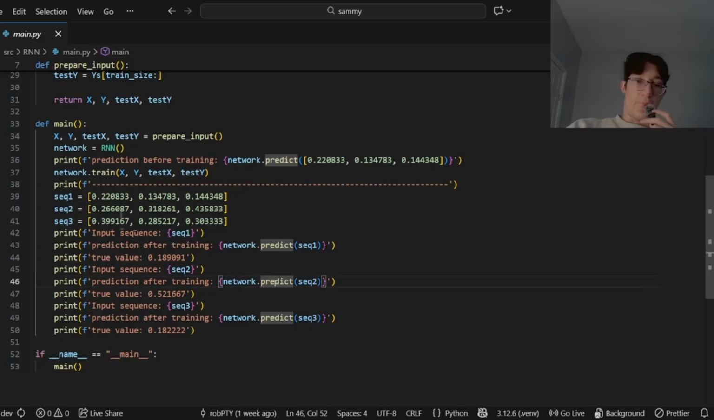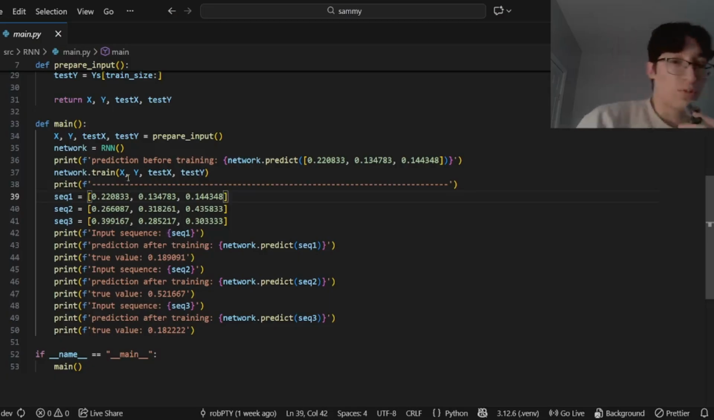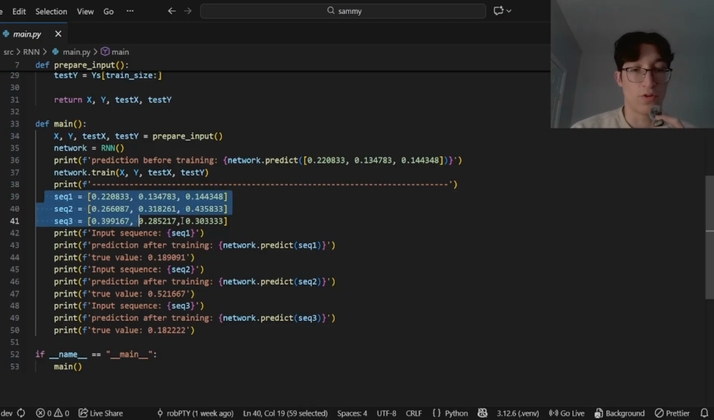And so here in this main function, I'm just calling the input preparation to get the actual x and y values that we're going to use, and I initialize the RNN. Here I also lay down some predictions of sequences. This is actually from the CSV file itself, because I want to see the prediction before training, which I don't want to spoil, but it's going to be really bad, and then the prediction after training. So we're going to run this train loop, and we'll see what the network actually predicts for these sequences.